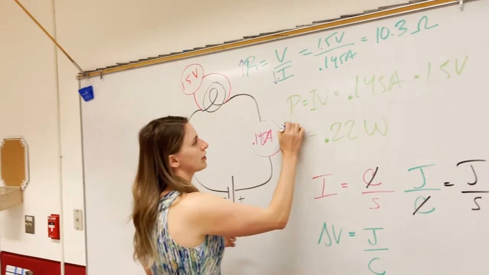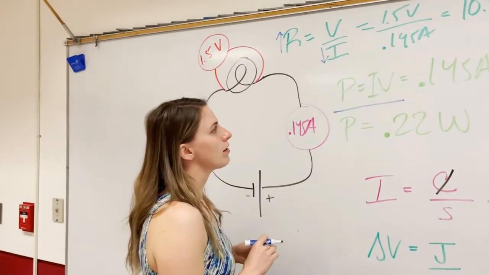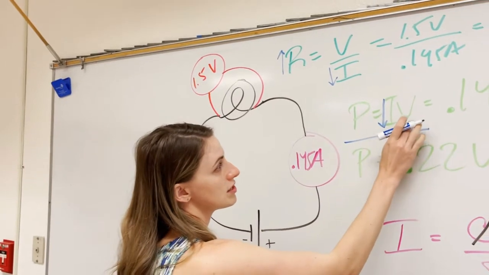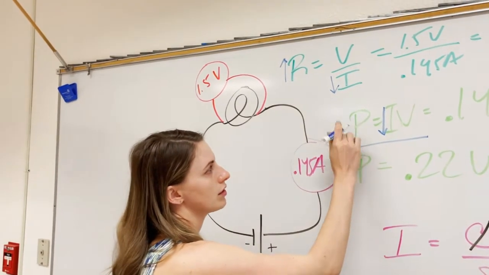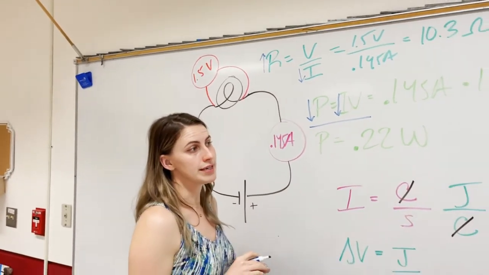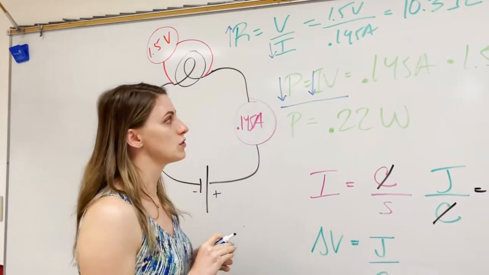Well, let's take a look at our equation right here. Power has to do with brightness, right? If we have less current, and the voltage is the same, what's going to happen to our power? It's going to be less. And what does that mean for our brightness? It's going to be dimmer. Yes, not as bright.